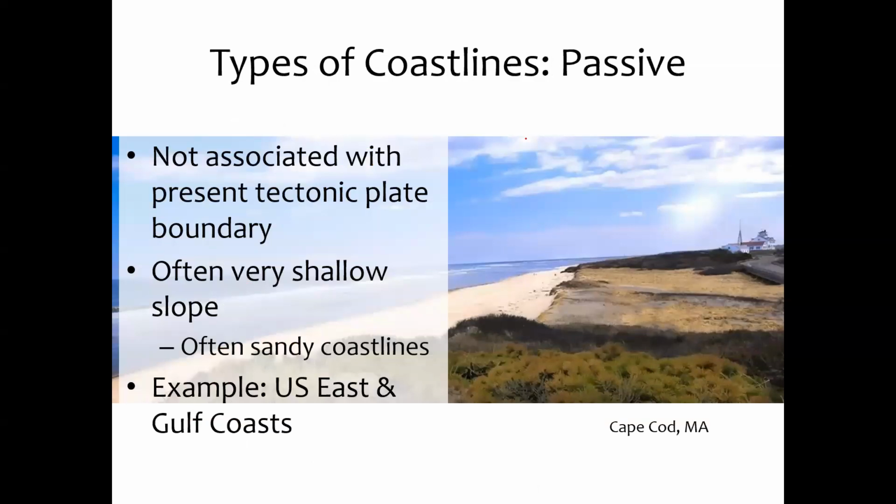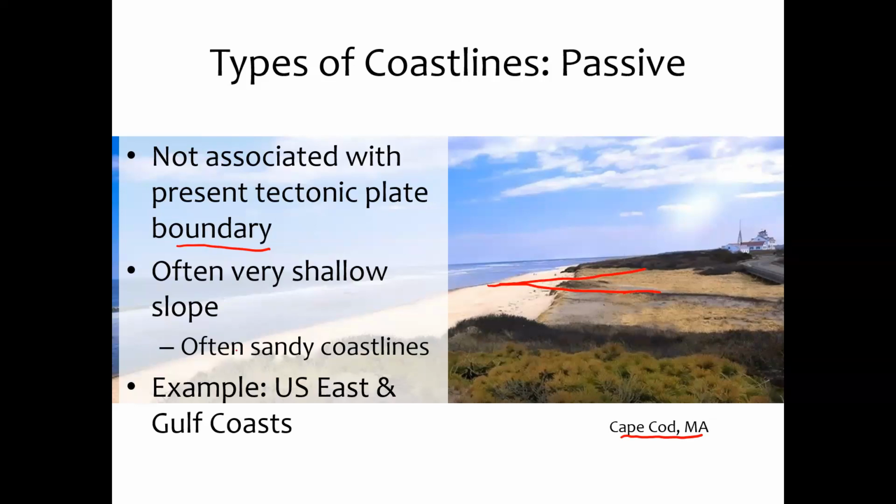Passive coastlines, like this picture that I have back here, which is from Cape Cod in Massachusetts, are not associated with present tectonic plate boundaries, right? So the east coast of the US is a good example because we don't have any current tectonic boundary there. The nearest tectonic boundary is off in the middle of the Atlantic Ocean. These coasts often have a very shallow slope, right? So the slope here is like that right there, that little wedge. And it's a very shallow slope as far as these things are concerned, certainly much less steep than those rocky cliffs that we saw before.